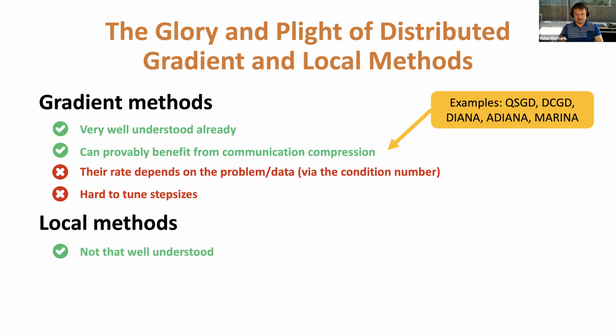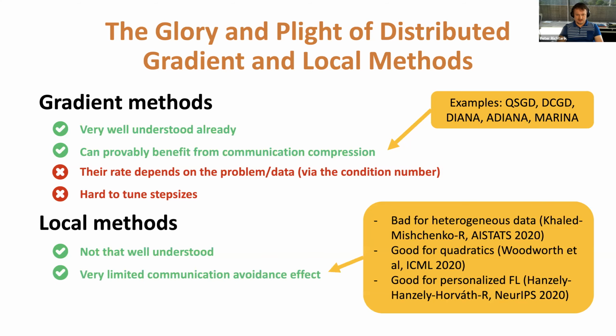Now, local methods. They are not that well understood, but we're getting the picture already, or piecing it together. And these local methods are typically also all of them gradient type. And this is one thing that I want to criticize here, that local methods were originally proposed because they were seen as communication avoidance strategies. So you take local steps because you want to avoid communicating.